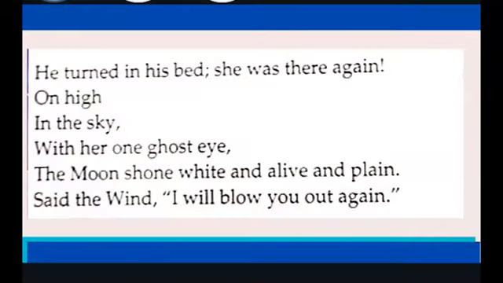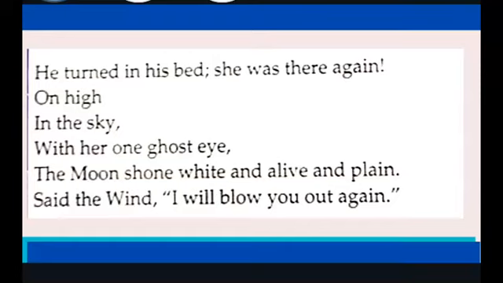Okay, next stanza. He turned in his bed, she was there again, on high in the sky, with a one ghost eye, the moon shone white and alive and plain. Said the wind, I will blow you out again.